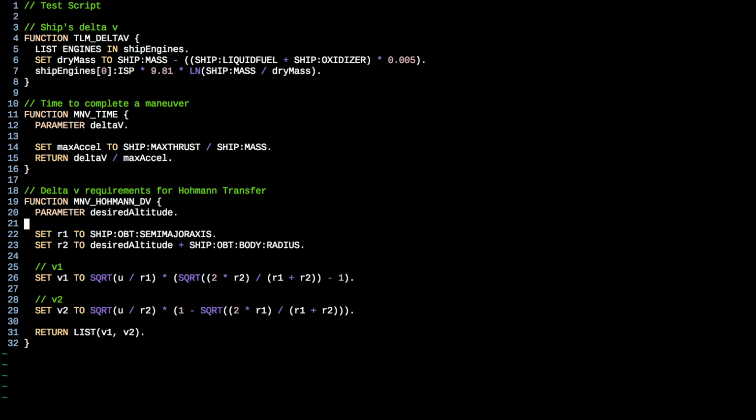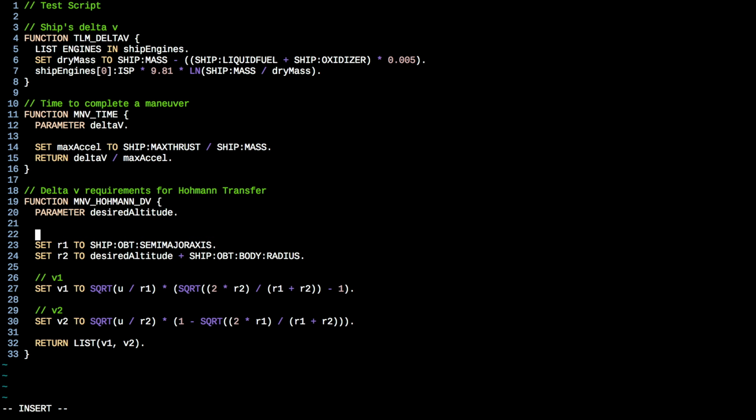And the last thing we need to do is figure out the gravitational parameter of the body. So this is the gravitational constant times the mass of whatever it is that we're orbiting. So the one value is what is gravity? And then the mass is, well, how much gravity? So we'll say set u to ship, orbit, body, the thing that we're orbiting, and we can actually get this directly. So we'll say mu, and there we go. We have a function that will now give us the delta V requirements for both parts of our maneuver if we wanted to transfer to a different orbit.